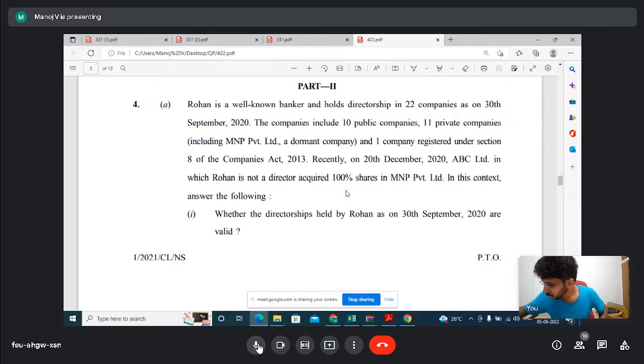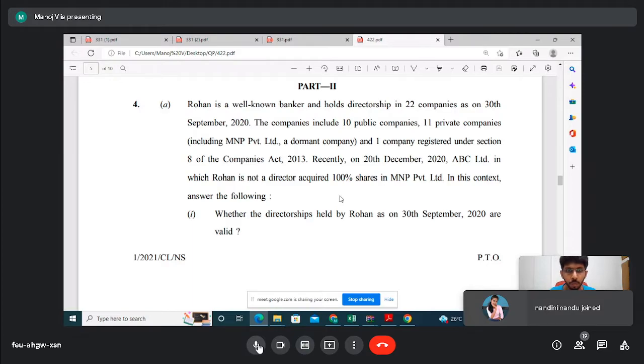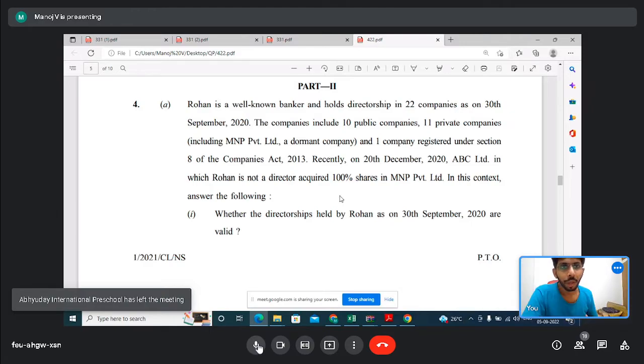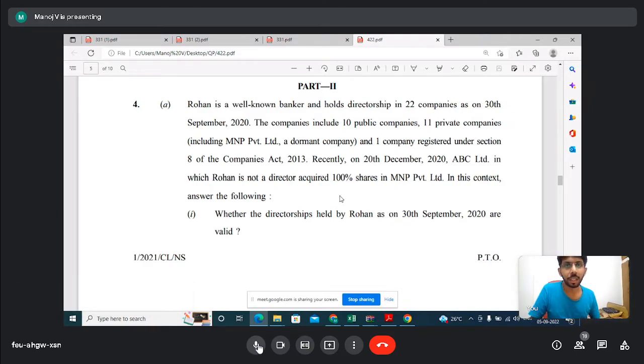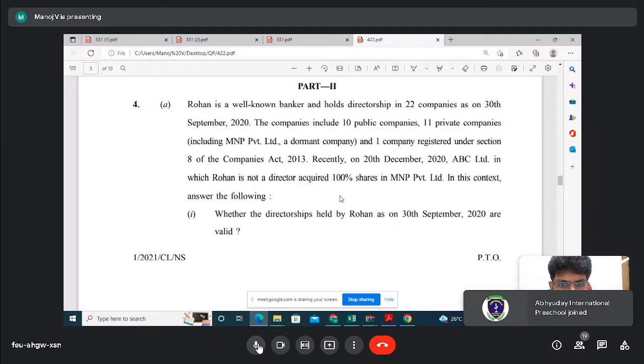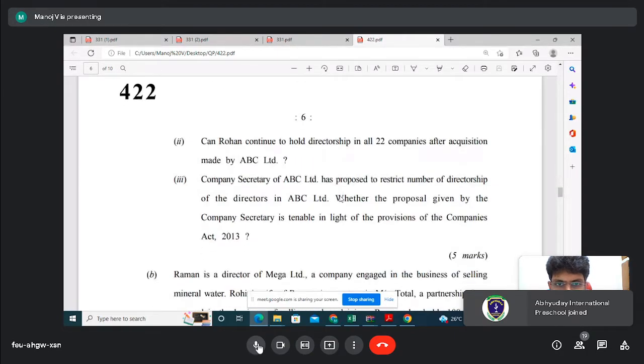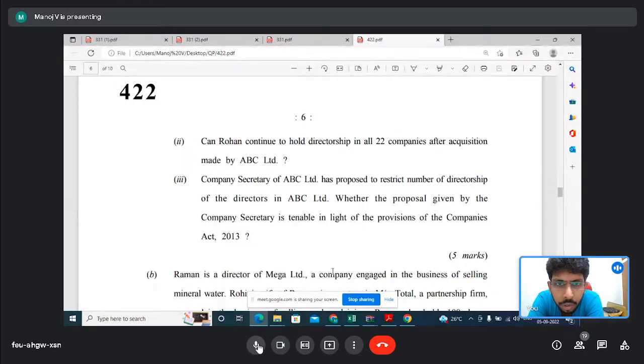No, they are saying ABC Limited in which Rohan is not a director. Okay, but still they've acquired MNP, right? MNP becomes public. MNP is a different entity. How does it matter to you in this particular question? You tell me that. How are you able to establish the nexus between Rohan not holding directorship in ABC and MNP Private Limited? The question is fairly simple. The question is only saying whether directorships held by Rohan as on 30th September are valid. You answered that right. Yes. Now come to question number 2. Can Rohan continue to hold directorship in all 22 companies after acquisition made? Yes.